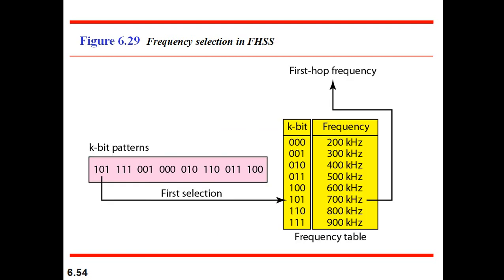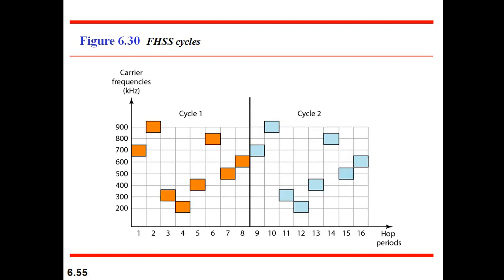Here we are having 8 hops, where the m value is 8 and the k value is 3. That is, we have 8 hopping frequencies.